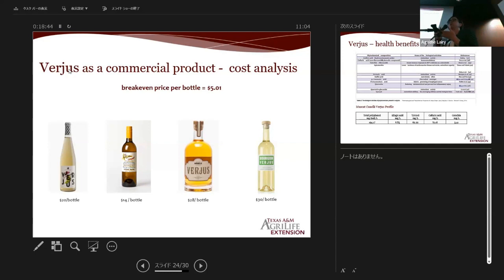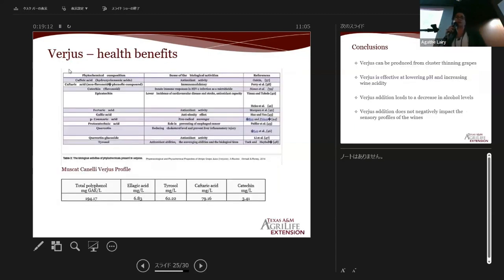At a cost of $5 per bottle for the winery, they can make a good profit selling this product as a standalone product. And remember, these are waste, at least in the United States. Green grapes that are cluster thinned are considered waste. So why not use them? It's a sustainability approach as well, right? Why not use them to generate more income and also acidify your wines, if they work and if they don't affect them negatively?